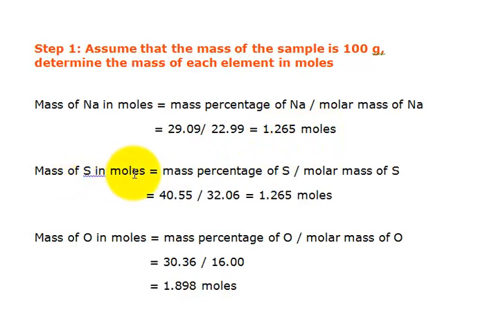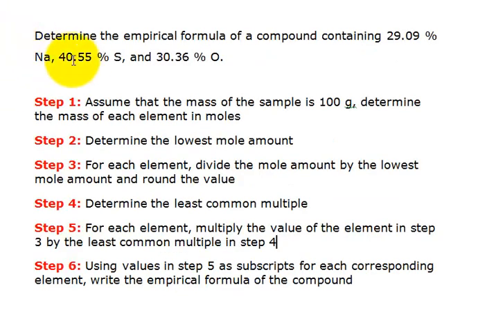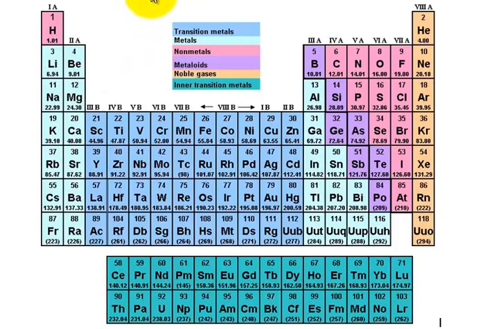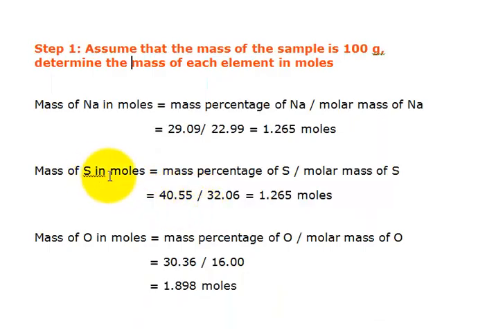Mass of sulfur in moles equals mass percentage of sulfur, which we can obtain from the question, and it is 40.55%, divided by the molar mass of sulfur, which we can obtain from the periodic table, and the molar mass of sulfur is 32.06. So the mass of sulfur in moles equals 40.55 divided by 32.06 equals 1.265 moles.